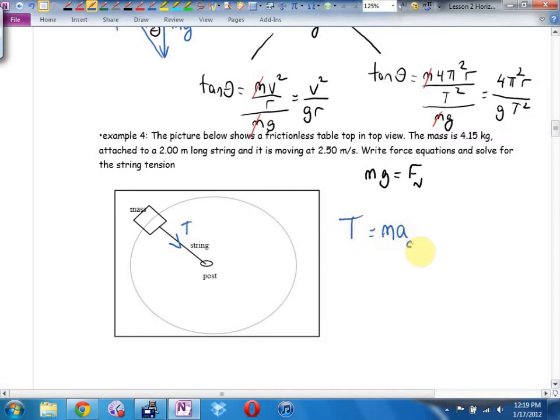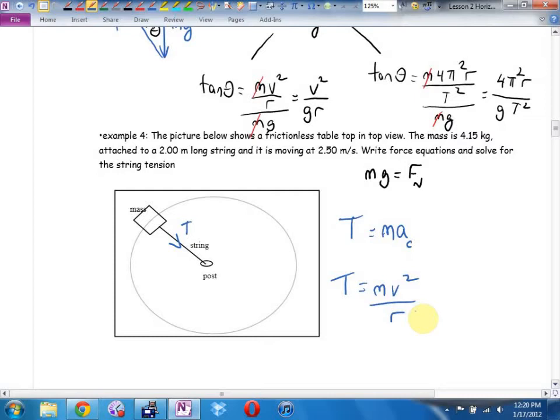By the way, where this gets a bit tricky, Carissa, T for tension and sadly T for period. We need more letters in the alphabet and we don't. Keep track of them and you know what's what when you write things down. I'm going to use either this expression or this expression for acceleration. Did they give me the speed or did they give me the period in the question? Speed? Oh. Tension is going to be mv squared over r. Do I know the mass? Check. Do I know the speed? Check. Do I know the radius of the circle? I think that's the string length, is it not?